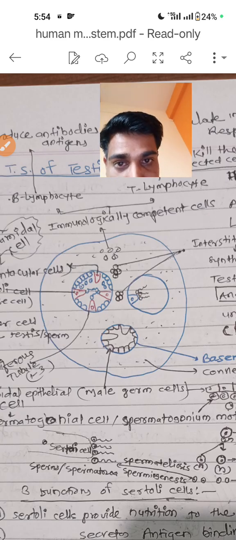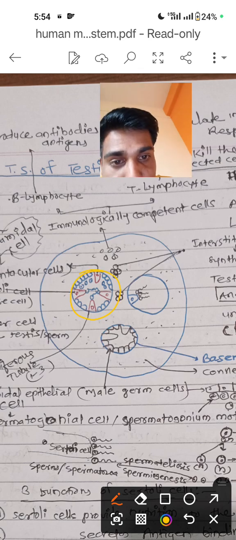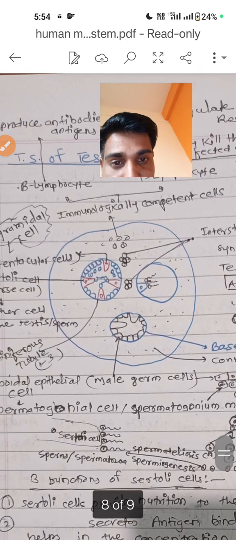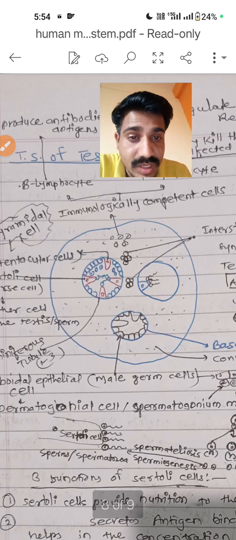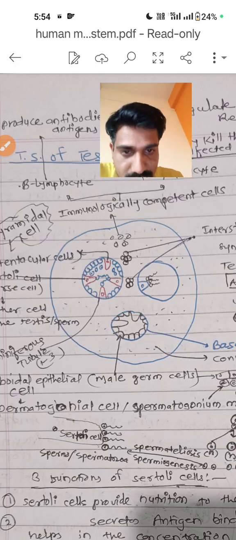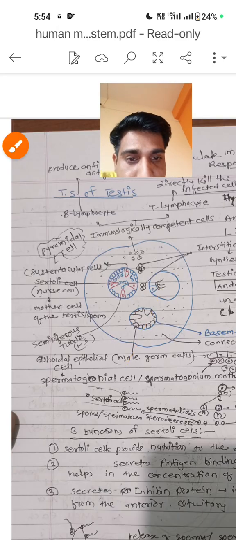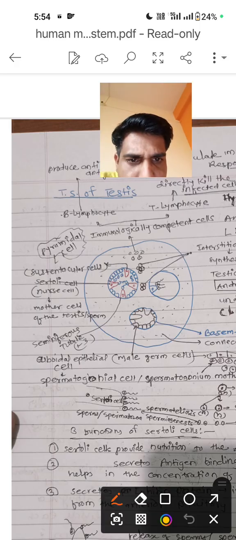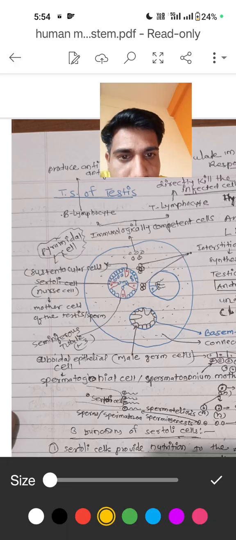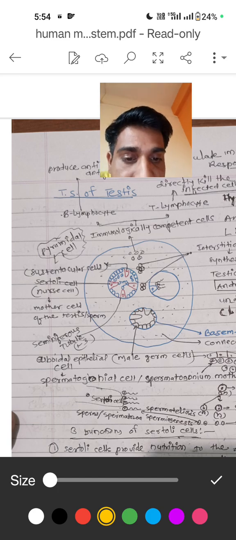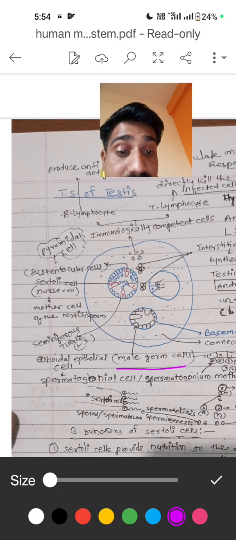This is one seminiferous tubule, this is the second seminiferous tubule, and this one is the third seminiferous tubule. We will only discuss one seminiferous tubule, and the same happens in the others. We can see there are two types of cells present in the seminiferous tubules. This is a green-like cell, and the blue colored cell is known as the cuboidal epithelial cell. Cuboidal epithelial cells are also known as the male germ cells.